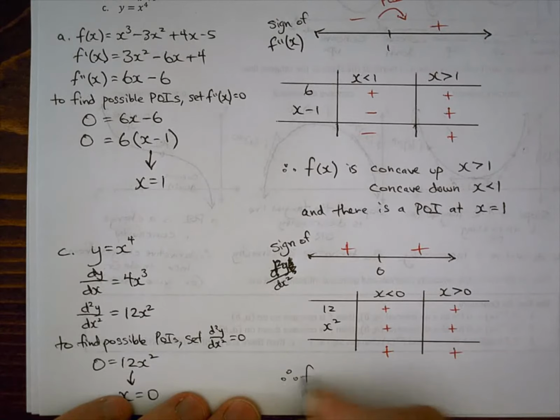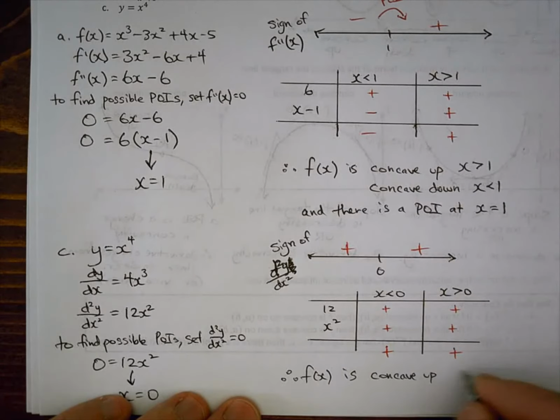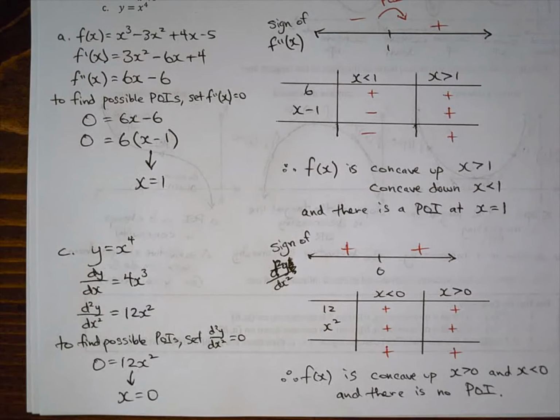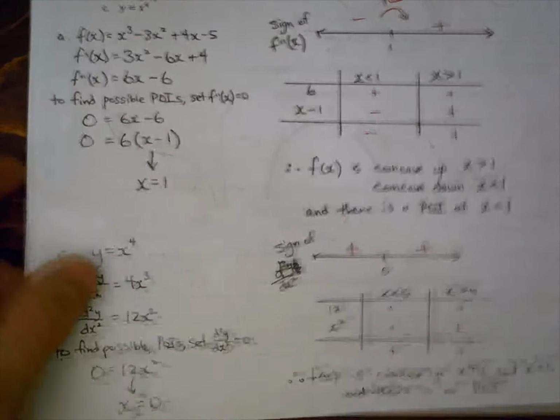So f at x is concave up for x is greater than 0 and x is less than 0. And there is no POI. There's no point of inflection. So that is a case that we need to be aware of. And just, you know, it's not the hardest thing, but just be aware of it.